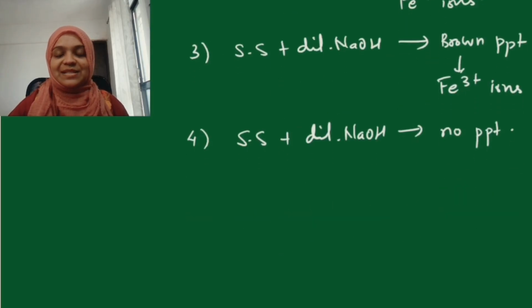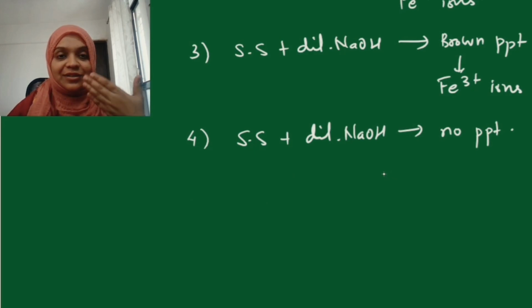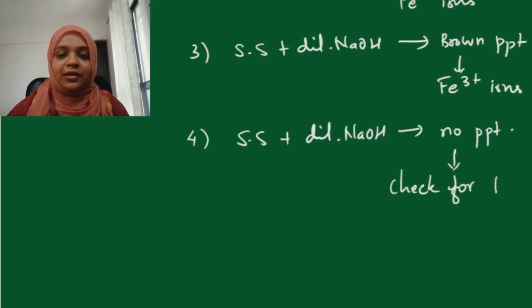If you do not get any precipitate, you just have to check the smell of the gas. Please do not put the nose in the test tube. You just have to waft the smell. You have to waft the smell and check it from a distance, right? So no precipitate. Check for the smell of ammonia gas.